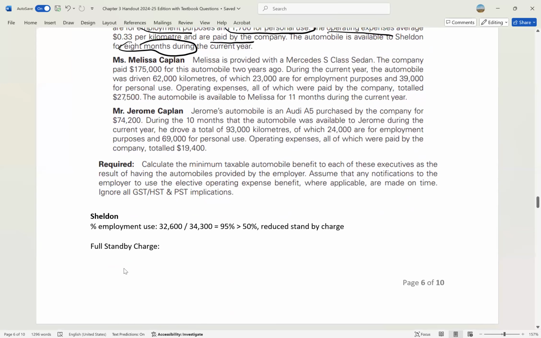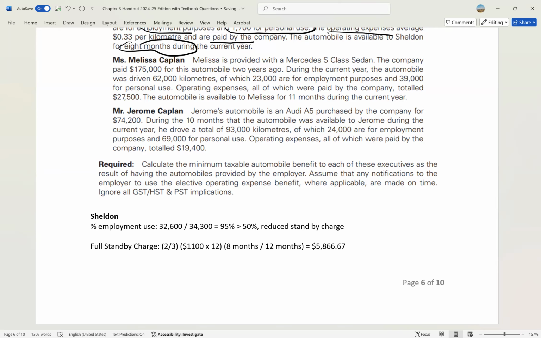So we go down here. The way we would calculate this is because this car is leased, we take 2/3 times the lease payments for the year. The lease payment per month was 1,100, so we multiply that by 12. And then we multiply it by the months available divided by the months leased. It was leased for the whole year, so it would be 12 months. So just work through that calculation. So 2/3, if you're using Excel, it might be a little bit easier. But if you work through that calculation, we're going to get 5,866.67. So that would be the full standby charge.